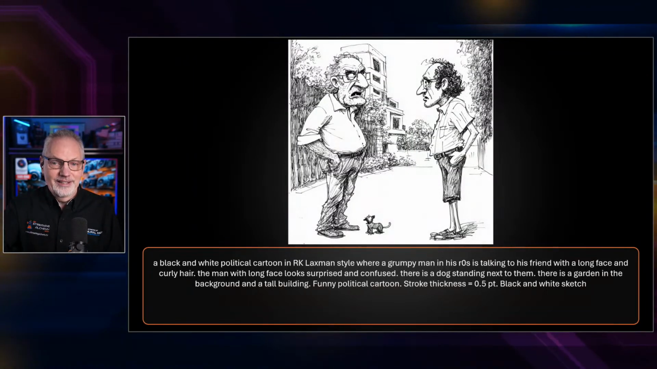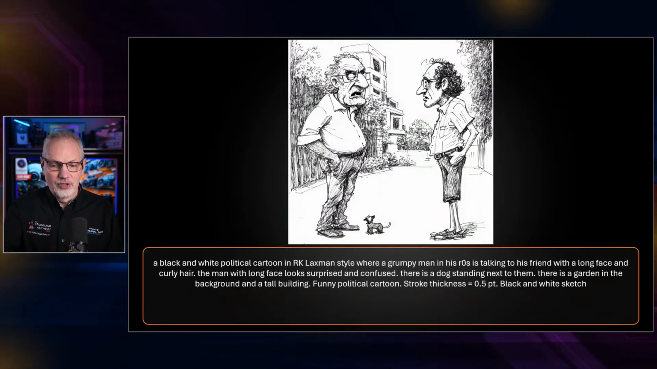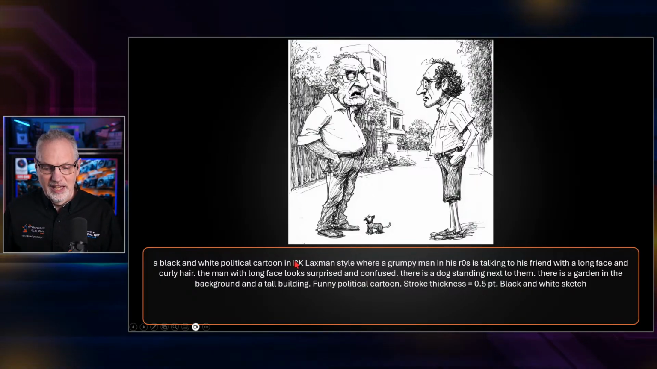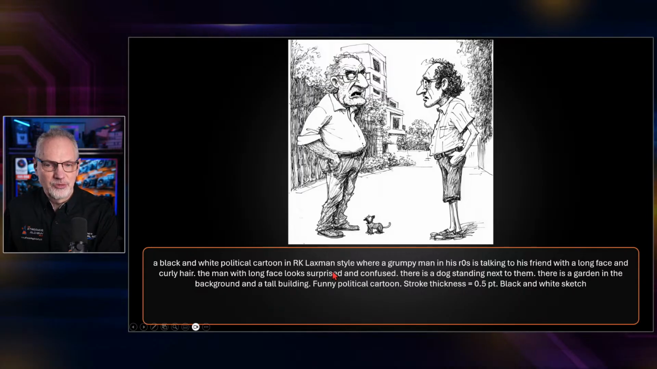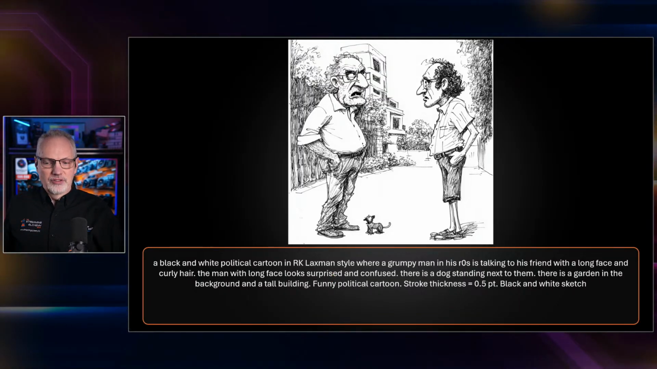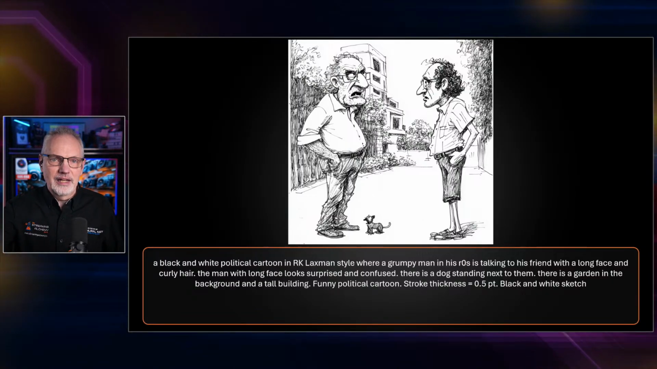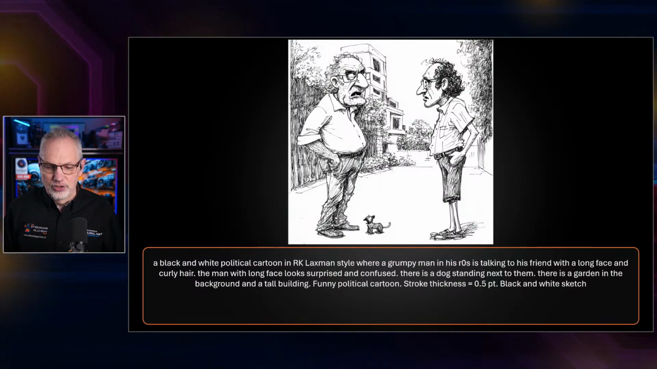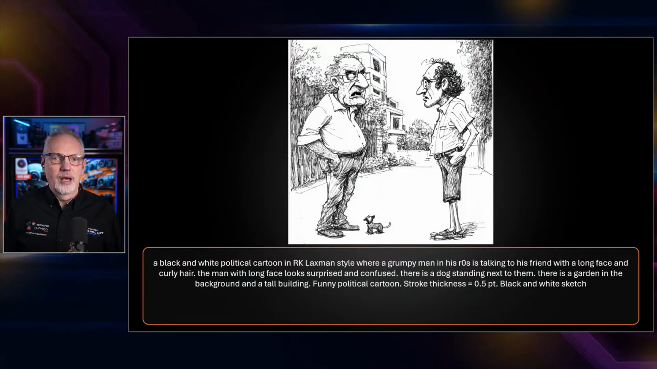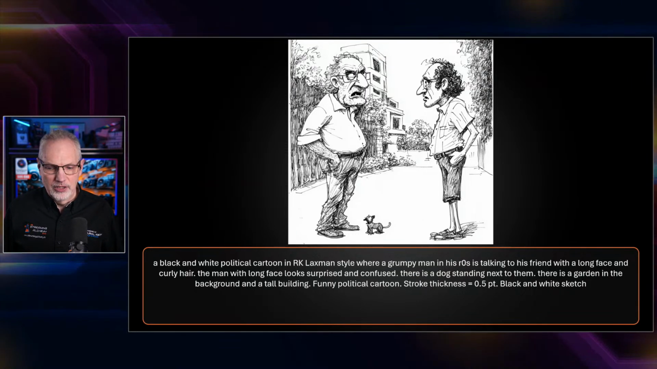We also can do things like line drawings. This is a cartoon style, but again, very descriptive. And in this case, it's also saying R.K. Laxman. So it's using an existing artist as a style reference to say, this is the style that I'd like to see in the image that you generate, and then having very, very specific details about what it wants in that image.